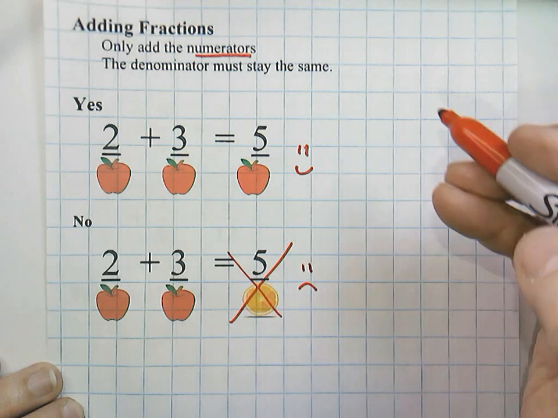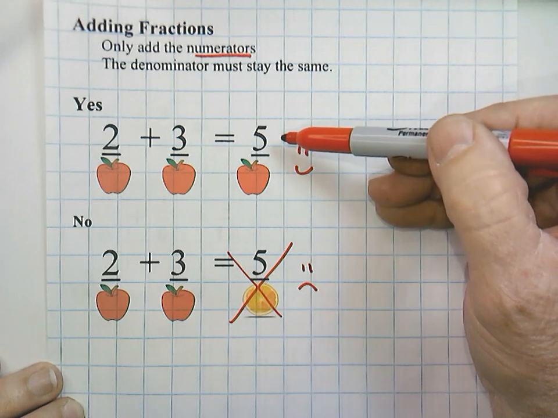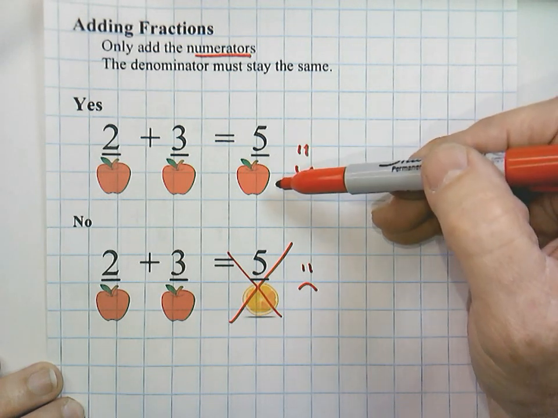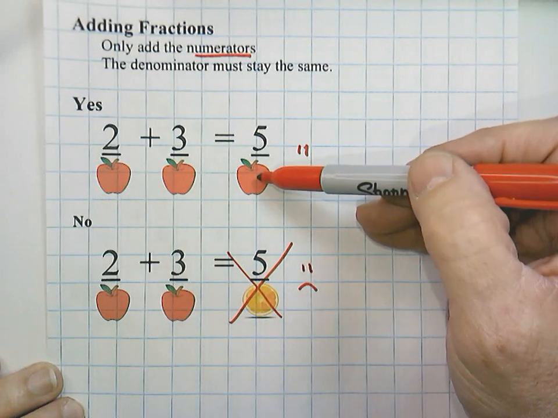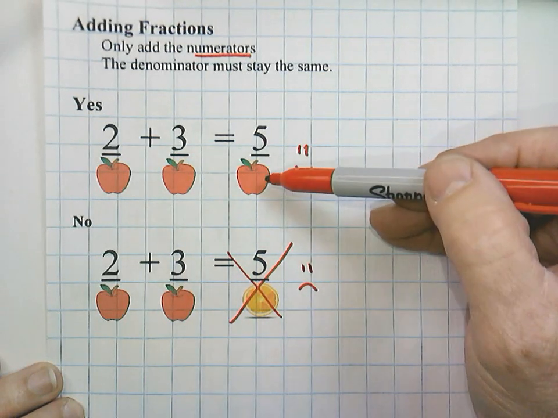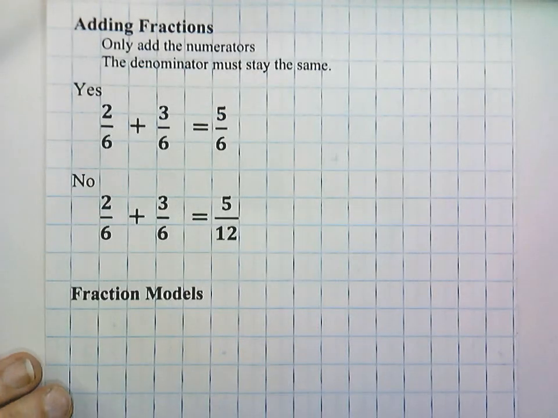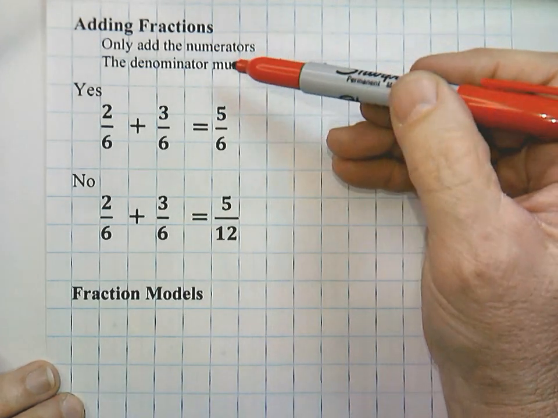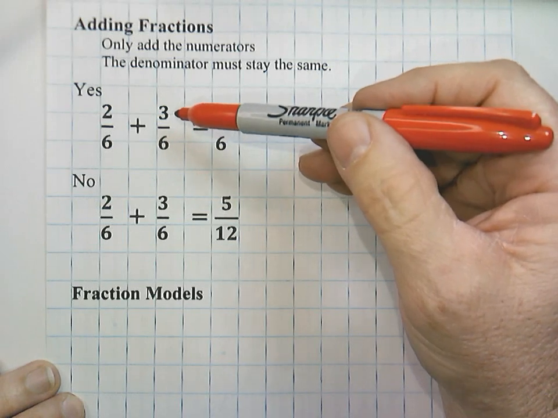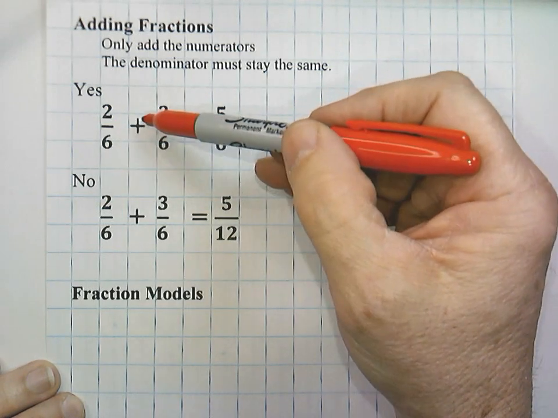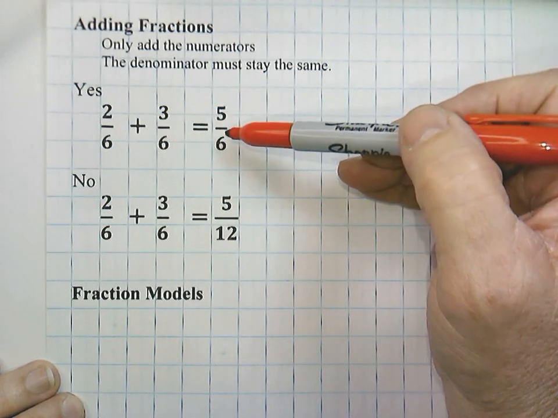So when you're adding fractions, do you add the top? Yes. But the bottom is boom, boom, boom. In other words, it stays the same. It does not change. So looking at this fraction again, 2/6 plus 3/6 equals 5/6.